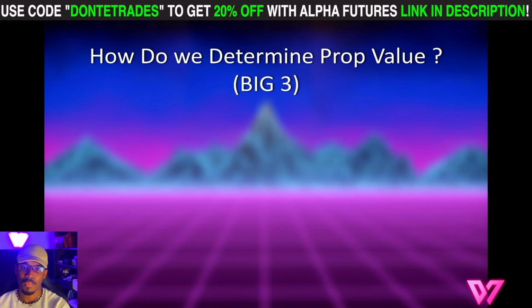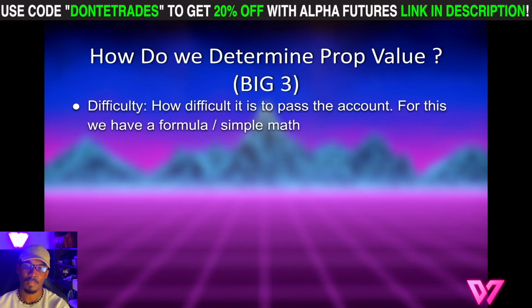Now let's jump right into it. So how do we determine the best prop firm value? This is just something I like to call the big three. The first thing we have is the difficulty. This is how difficult it is to pass the account. For this, we have a formula and some simple math that we're going to talk about later in the video. But this is a core part of determining which account has the best value.